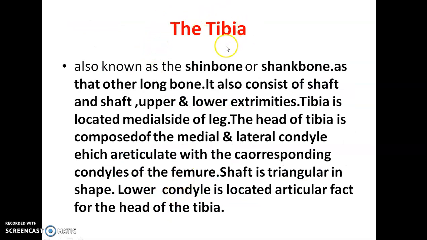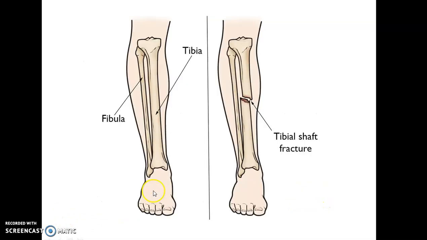Next bone is the tibia, also known as the shin bone or shank bone. Like other long bones, it consists of a shaft, and upper and lower extremities. The tibia is located on the medial side of the leg. The head of the tibia is composed of medial and lateral condyles, each articulating with the corresponding condyles of the femur. The shaft is triangular in shape. The lower end has an articular facet. This is the structure of our tibia.